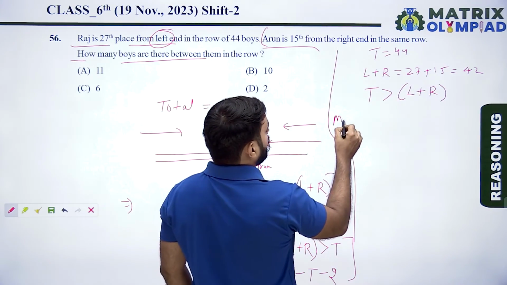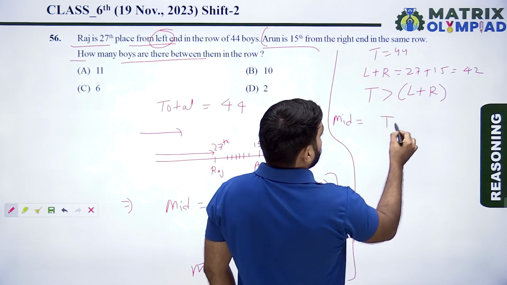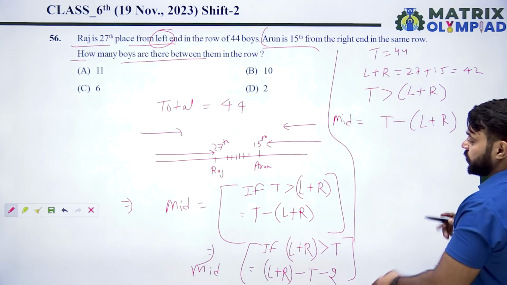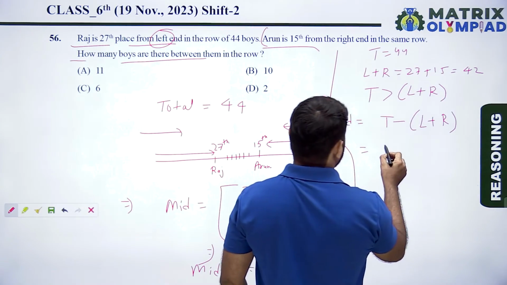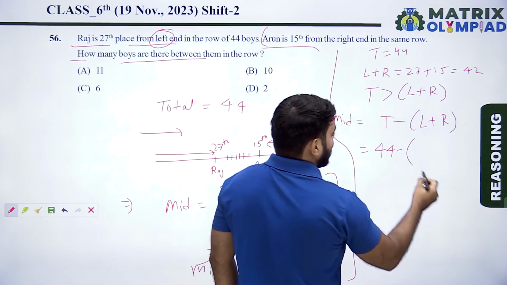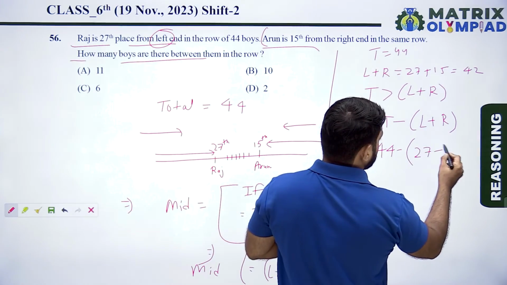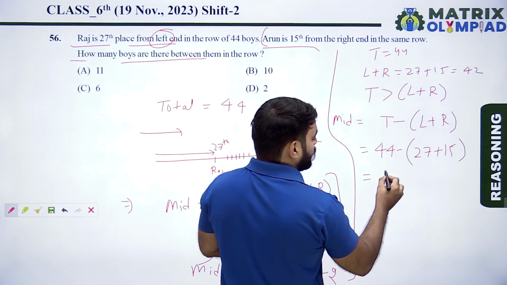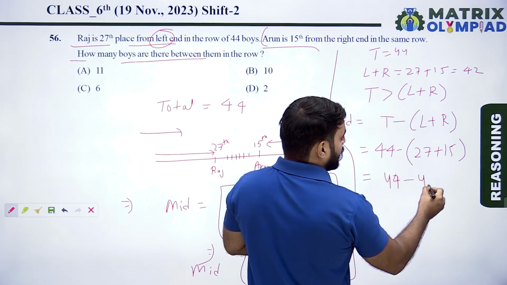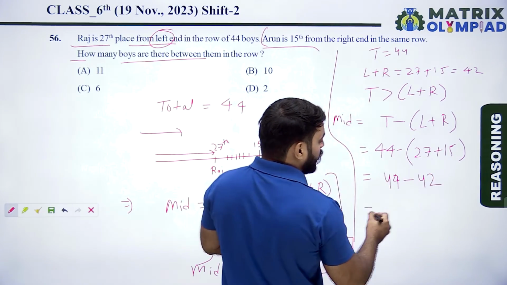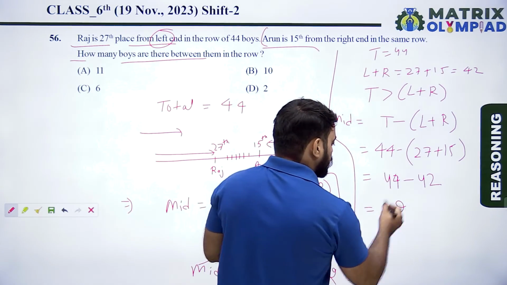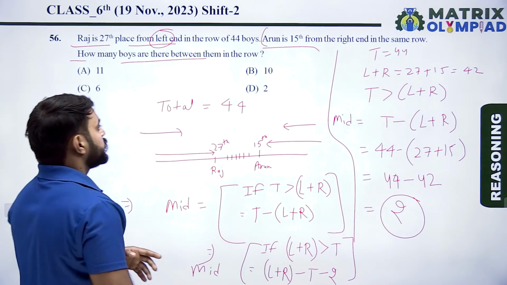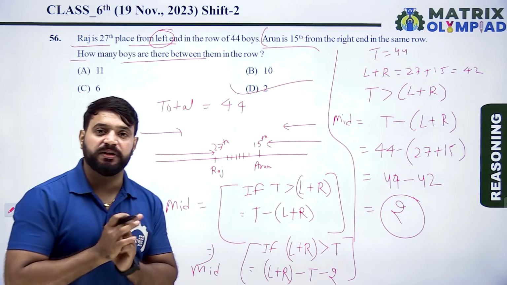It means the number of middle persons is equal to total minus the left position of the first person and the right position of the second person. So here total is equal to 44, minus left position of first person is 27, plus right position of second person is 15. So 44 minus 42 means 2. So here 2 persons are between Raj and Arun. So here option D is the correct answer of this question.